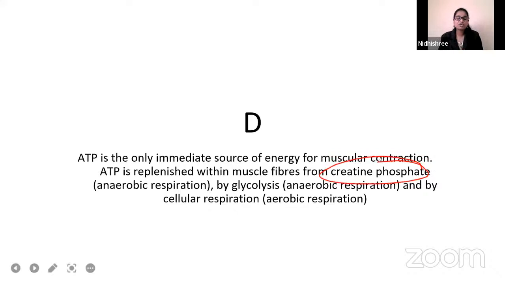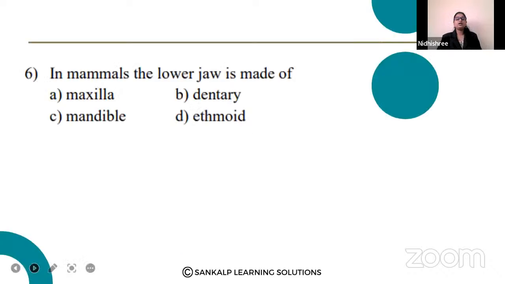So what will this creatine phosphate do? Once one ATP provides the immediate source of energy for one muscular contraction, immediately creatine phosphate replenishes the ATP. Then by anaerobic respiration, that is by the glycolysis process. Then after that, by cellular respiration, it is an aerobic process. Okay, so this is regarding the question.